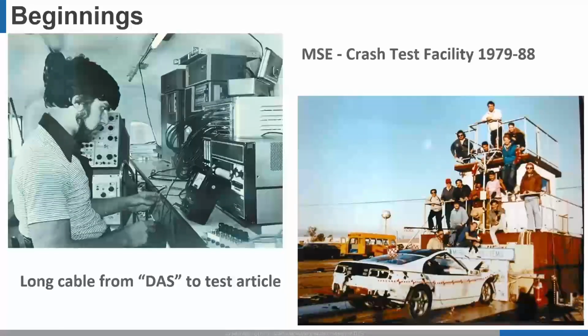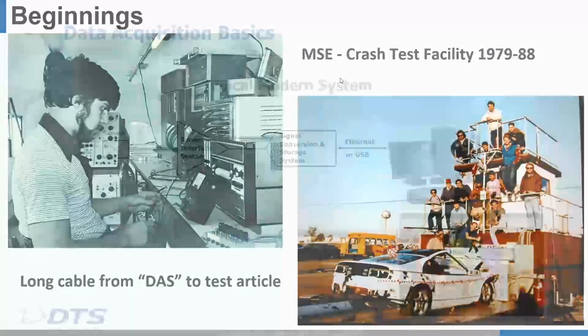You may note in the picture on the right, this is a vehicle crash test in California, and Steve Pruitt, who is also on the call, is actually on top of the barrier there. And this is a place where the three owners of DTS all worked and met.